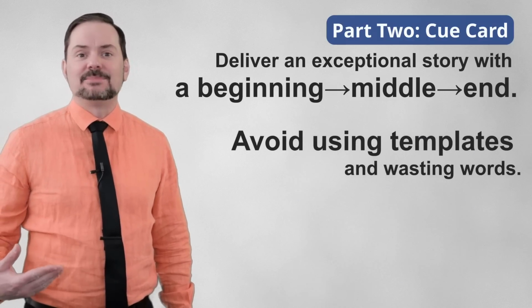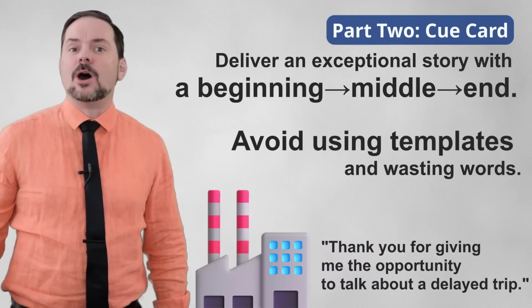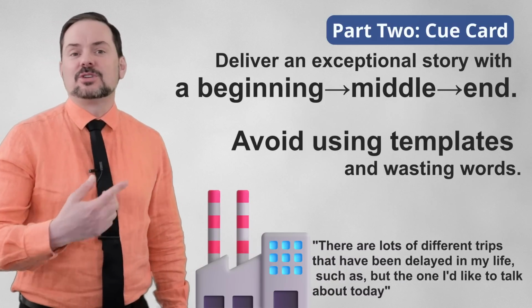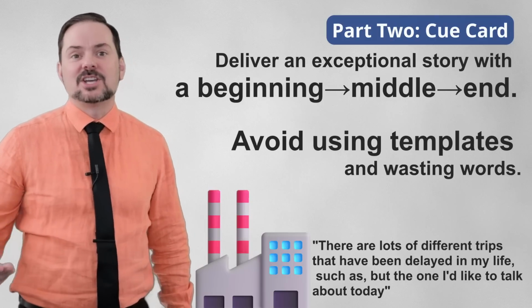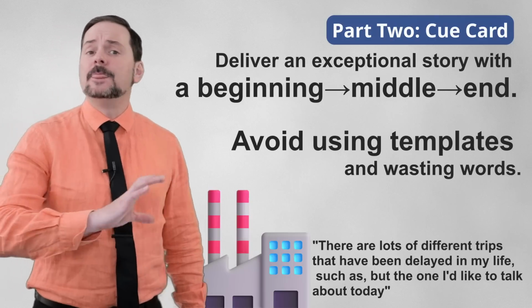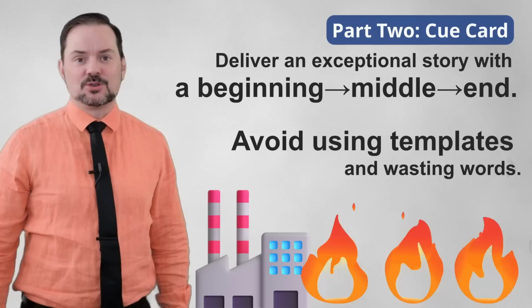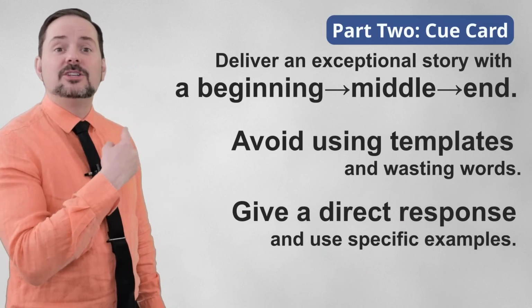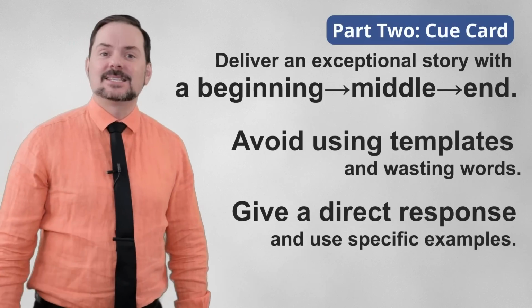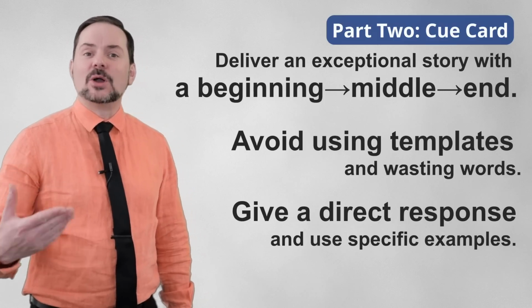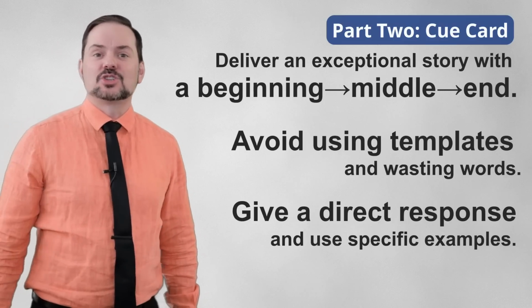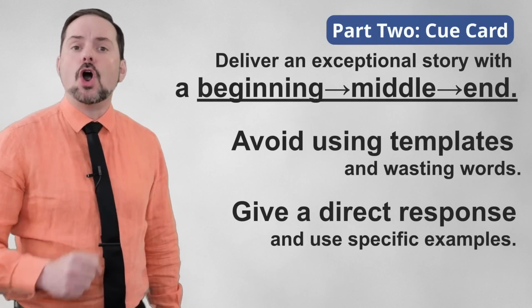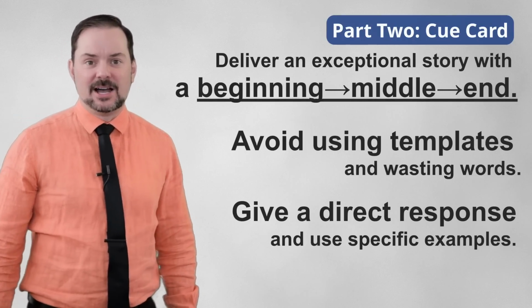You should not use templates like, "Thank you for giving me the opportunity to talk about a delayed trip," or "There are lots of different trips that have been delayed in my life, such as, but the one I'd like to talk about." These do not get good band scores. Instead, you need to think of a good answer and begin with a direct response. As in this case, the delayed trip starting university in Australia. There is a beginning, a middle, and a finish, all within the 2-minute time frame.